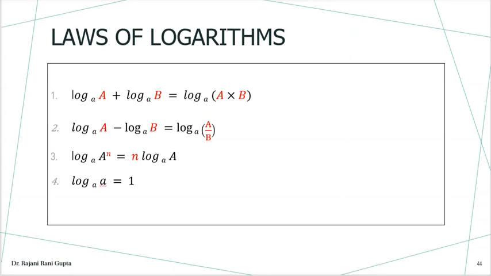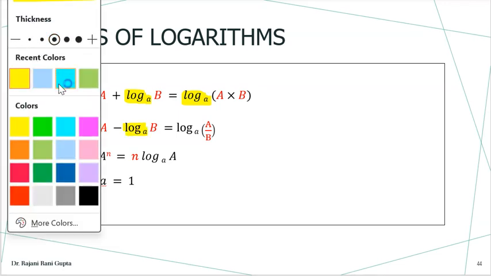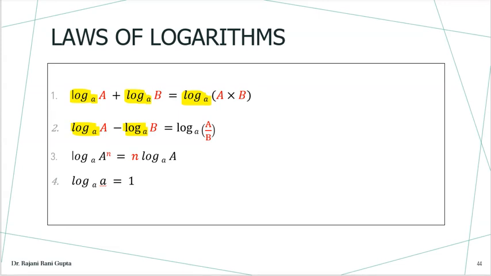The first law says that log to the base a of a number plus log to the base a of another number, say a and b, is the same as log to the base a of a multiplied by b. So when there is an addition sign between two logs, it becomes multiplication. The second rule says that log to the base a of a minus log to the base a of b, we can write as a divided by b. In case of minus, it becomes division, and in case of addition, we multiply the numbers.